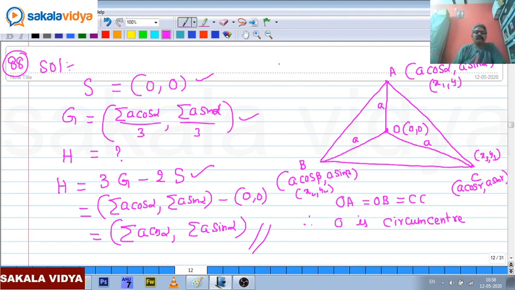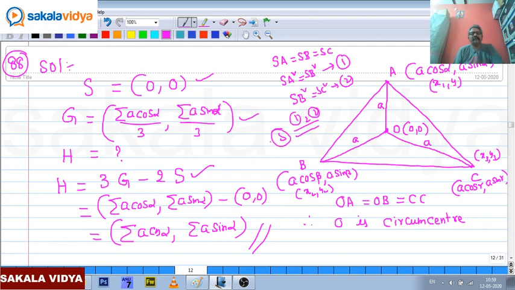In the 85th problem also, for the circumcenter, SA is equal to SB is equal to SC. You can say SA squared is equal to SB squared, and we get one equation. SB squared is equal to SC squared gives the second equation. These are the perpendicular bisector equations. Solving 1 and 2, we get the circumcenter S. This also we can adopt.